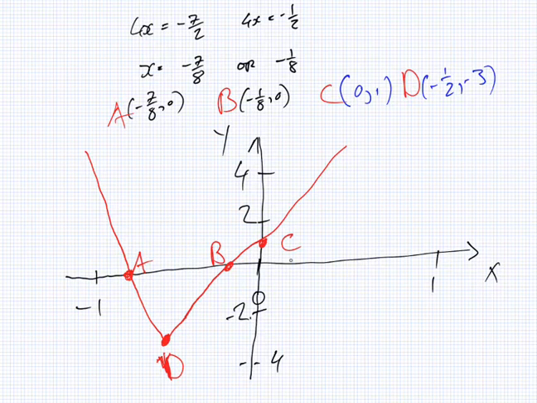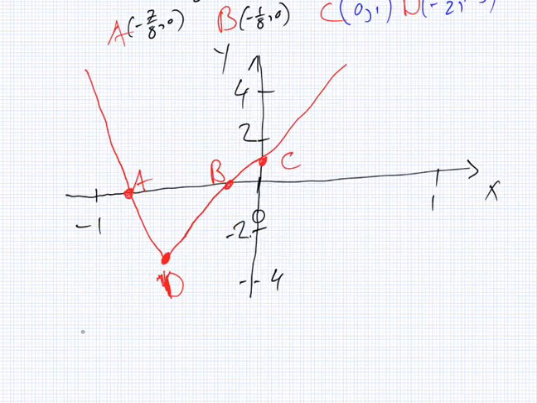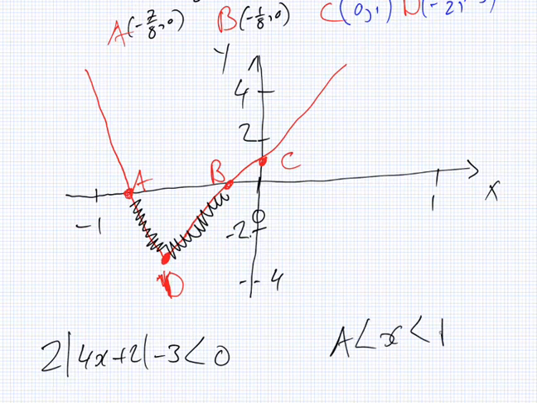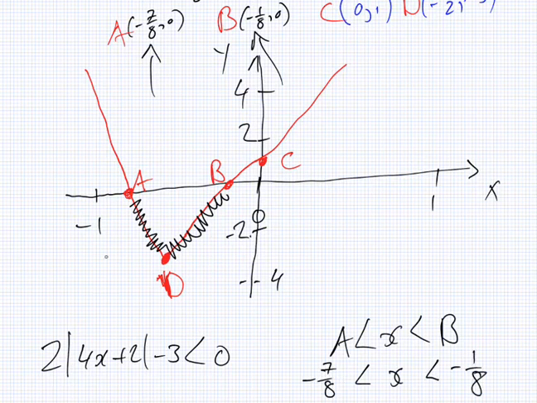Lastly, solve this equation. Twice absolute 4x plus 2 minus 3 is less than 0. In other words, when is this graph less than 0? Well, if you look, here is when it's less than 0. So in other words, x must be between the A and the B answer. So the answer is x is between minus 7 over 8 and minus 1 over 8. And that's it for 1 mark. This was for part 1. Question? No?